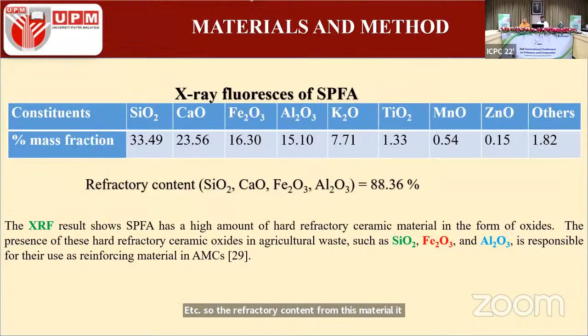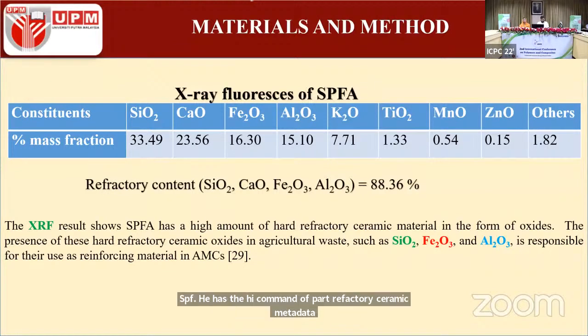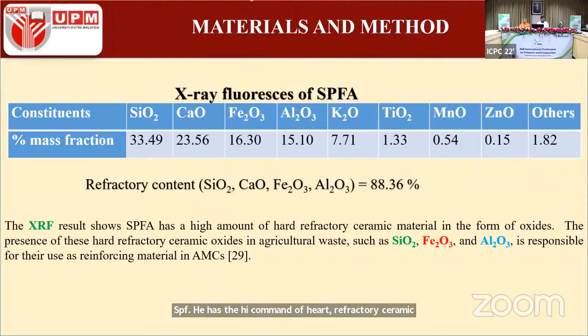The XRF results show SPFA has a high amount of hard refractory ceramic material in the form of oxide. The presence of these hard refractory ceramic oxides in agricultural waste, such as SiO2, Fe2O3 and Al2O3, is responsible for their use as reinforcing material in AMC.